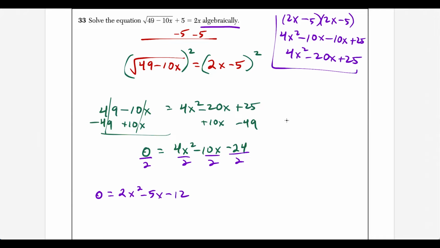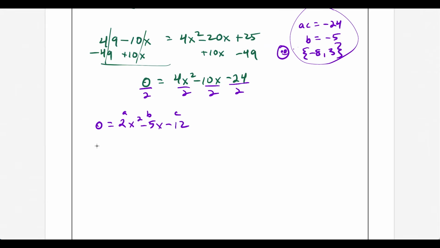And now I'm going to use the AC method here. So I'm looking for two numbers that have a product of, so this is our A, B, and C term here. So our A times C term is 2 times negative 12, which is negative 24. And our B term is going to be negative 5. And the mystery numbers that multiply to negative 24 and add up to negative 5 are going to be negative 8 and 3. So then in the next line here, we're going to write 0 equals 2x squared, and we're going to have minus 8x plus 3x minus 12.